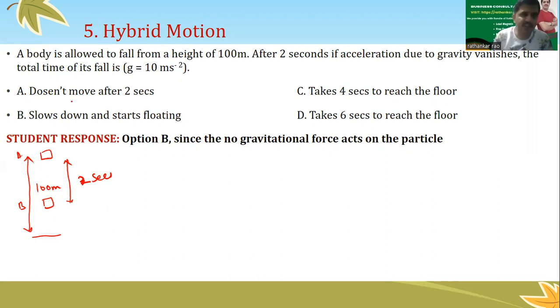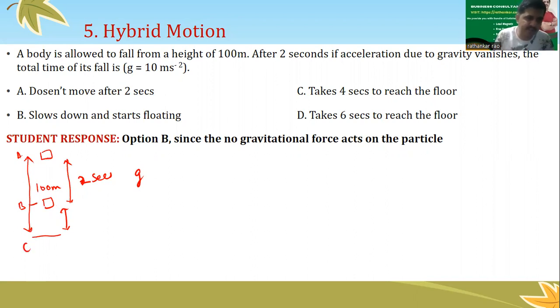Then the total time of fall is. How much more time does it take to reach the ground? So here definitely there is an acceleration due to gravity. But here we do not know. The acceleration due to gravity vanishes. Now how much more time will it take to reach the ground? This is the question. Now how do we solve this?